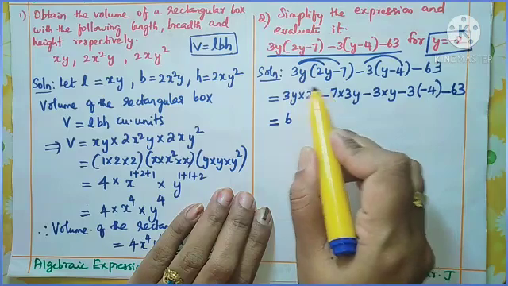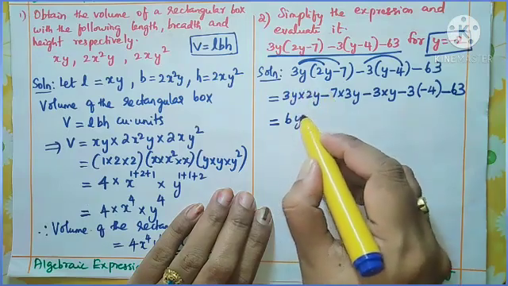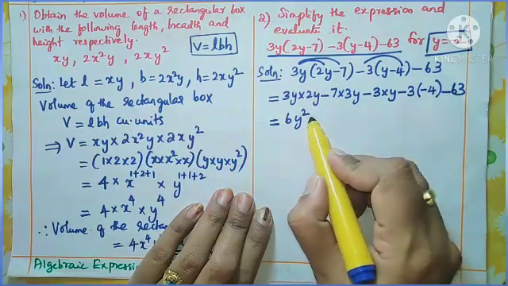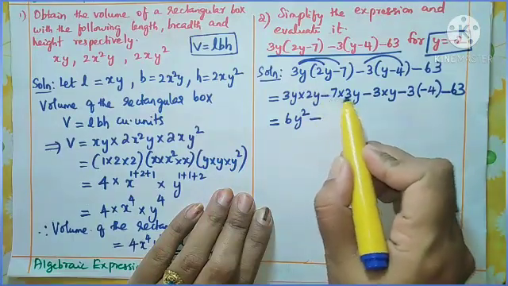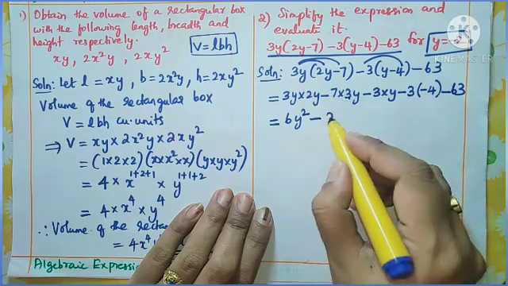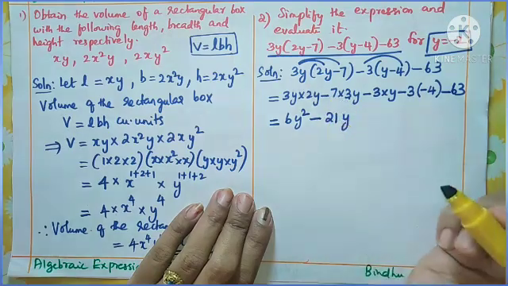So 1 plus 1, add the powers. It becomes 2. So 6y square. Now this one, minus. So here minus, here plus. So minus into plus is minus. 7 3s are 21y. Okay.